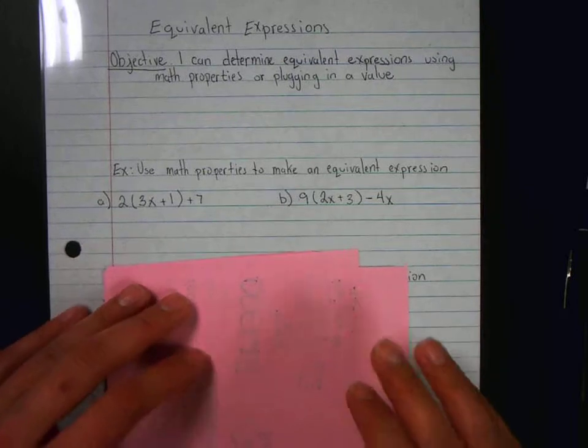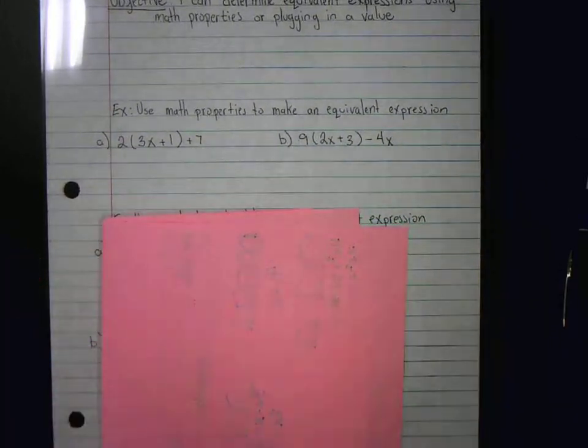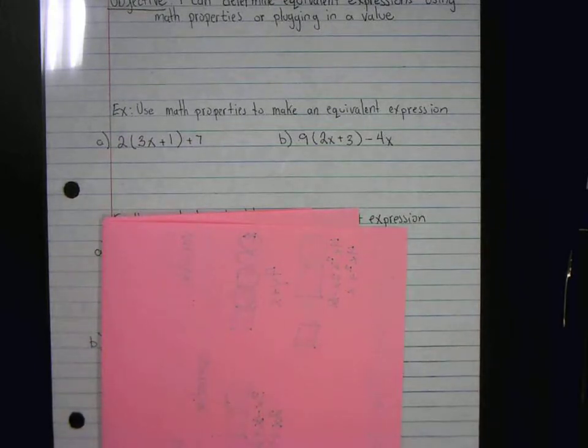Use math properties to make an equivalent expression. I've got the first example, A, 2 times 3x plus 1 plus 7. And then I've got B, 9 times 2x plus 3 minus 4x. So make sure you have these written down in your notebook.